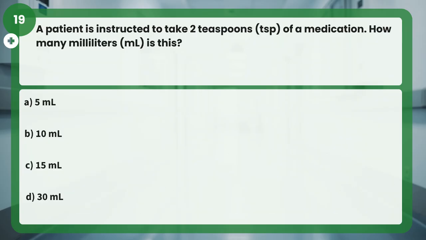Question 19. A patient is instructed to take 2 teaspoons, tsp, of a medication. How many milliliters, mL, is this? A. 5 milliliters. B. 10 milliliters. C. 15 milliliters. D. 30 milliliters.